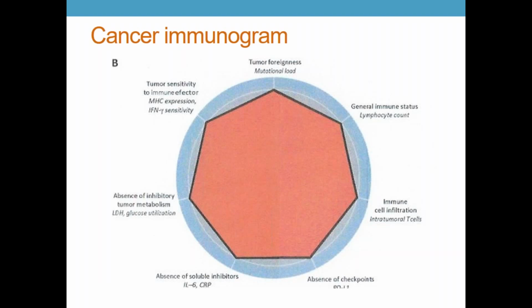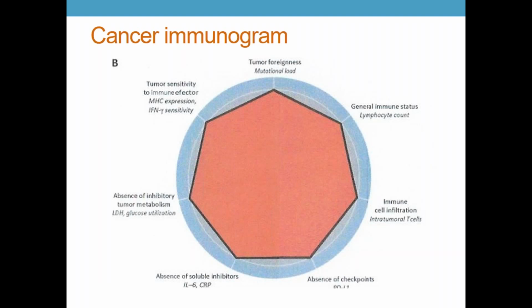So this is something that I found in an article, which I think is a delightful way to look at our immune approach to tumor. This lists 7 factors that are important for an effective immune response to cancer. So let's start at the 12 o'clock position. You basically need tumor foreignness. In other words, the tumor has to appear as foreign to the immune system.